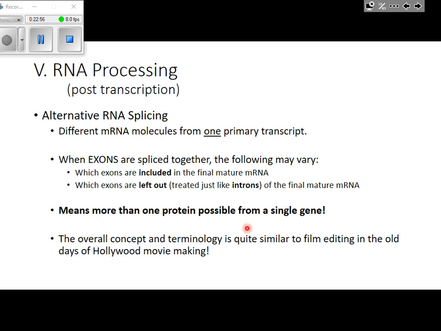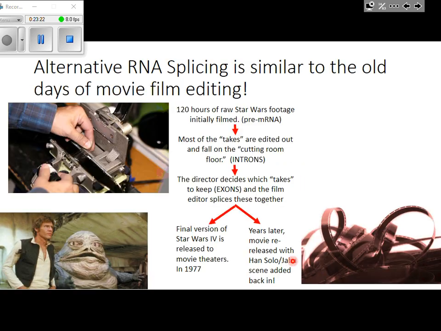And it means that this is really the most important thing to know. Alternative RNA splicing means that more than one protein is possible from a single gene in a eukaryotic cell. This would not be something that would happen in a prokaryotic cell because they don't have introns. The overall concept and even the terminology is very similar to film editing. I've already kind of alluded to that.